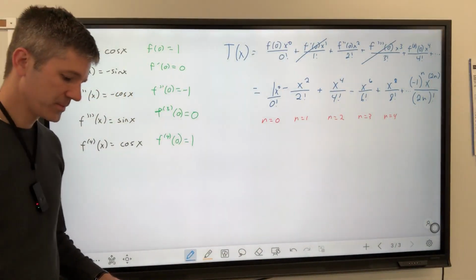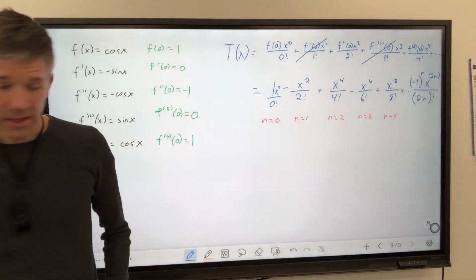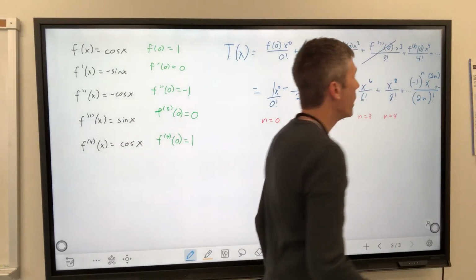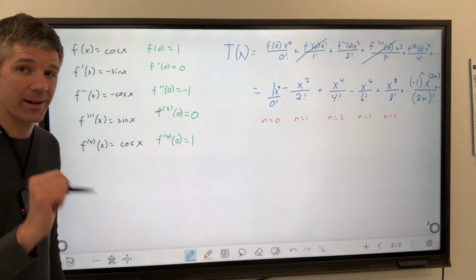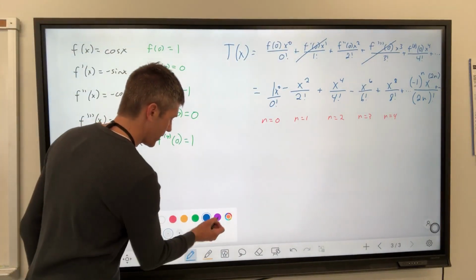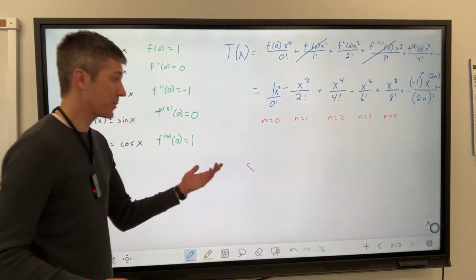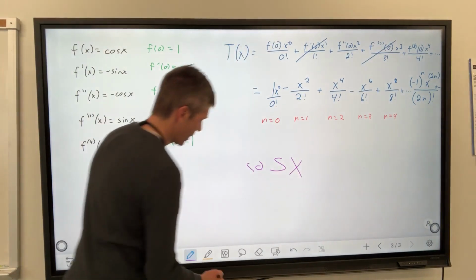I think so. So yeah, I think we've got what we need. We have the general term. It does keep going from there. So plus dot dot dot. But let's write it one more time. Final answer in purple. So that was supposed to be a cosine.